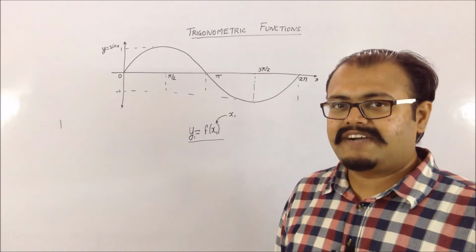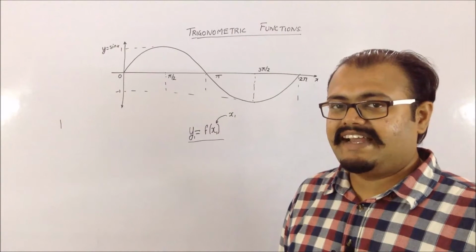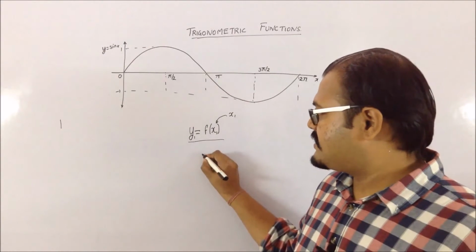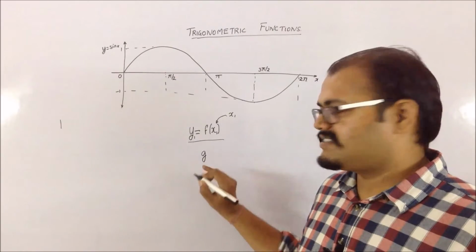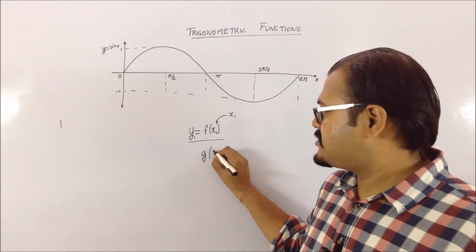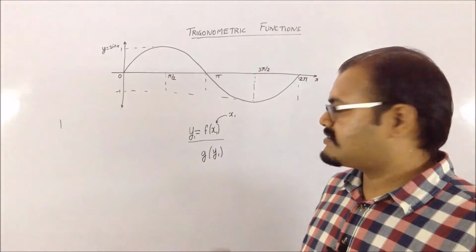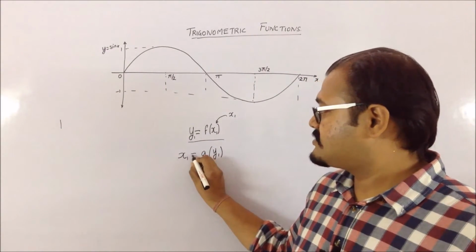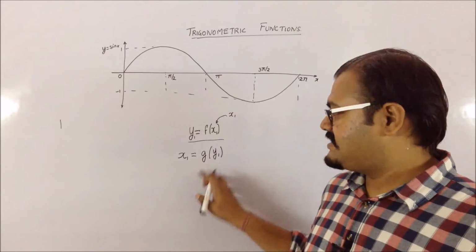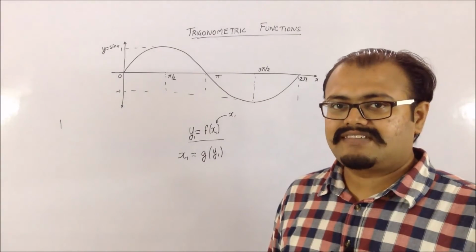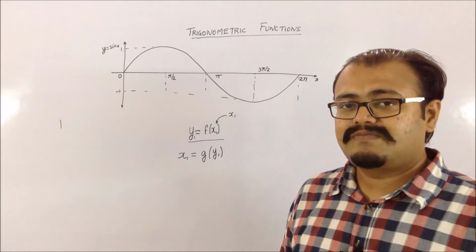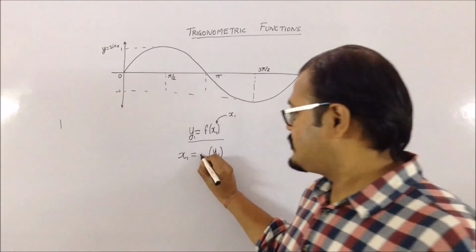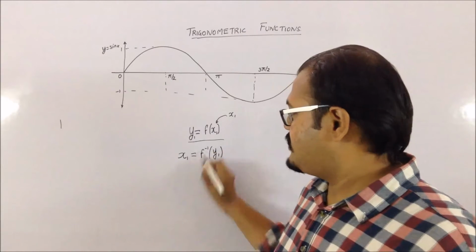Now if I try to find some function which will get me back my x1, that means let us say I get a function g, and I substitute y1 inside it, and I get my x1 from it, then this g is nothing but the inverse of that function. So whenever you are finding an inverse, that is denoted by f inverse.